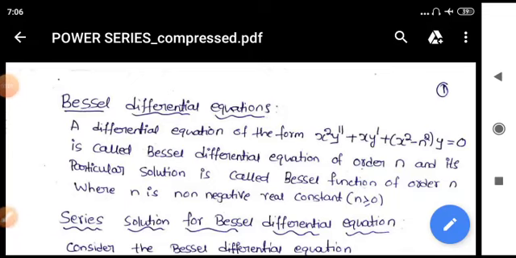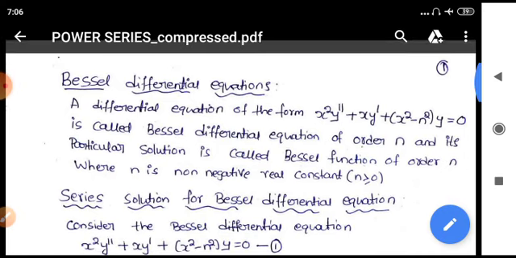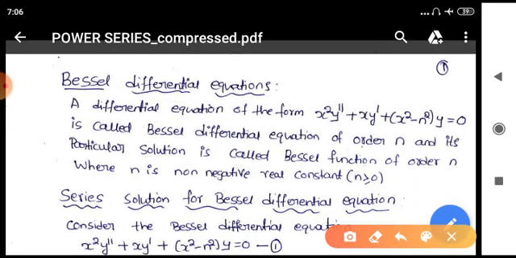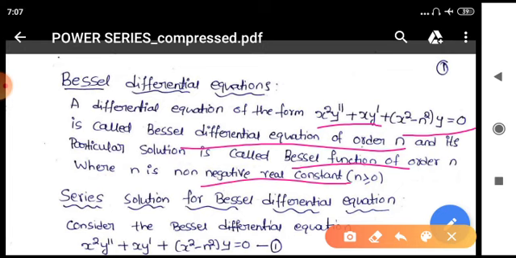Hello students, in this video we learn about Bessel differential equations. A differential equation of the form x square y double dash plus xy dash plus (x square minus n square) into y equal to 0 is called Bessel differential equation of order n, and its particular solution is called Bessel function of order n, where n is a non-negative real constant.